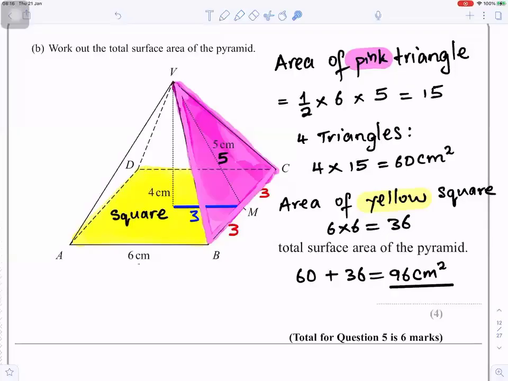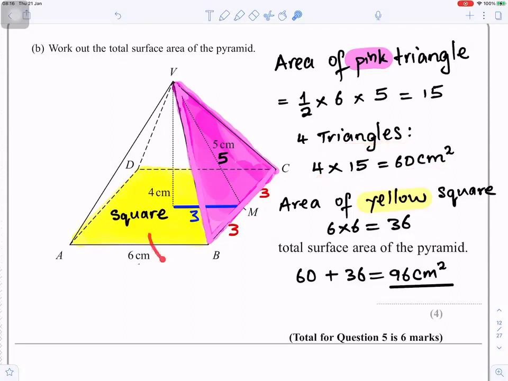Part B, work out the total surface area of the pyramid. The pyramid has got 4 triangles and 1 square base. I've colored the triangle in pink. The area of a triangle is base times the height divided by 2. The base is 6, the height is 5. So 6 times 5 is 30, divided by 2 is 15. So one triangle is 15 centimeters squared. For 4 triangles, 4 times 15 is 60 centimeters squared.